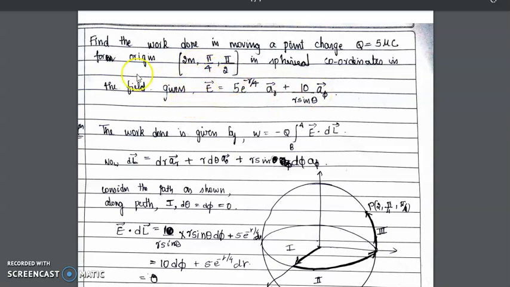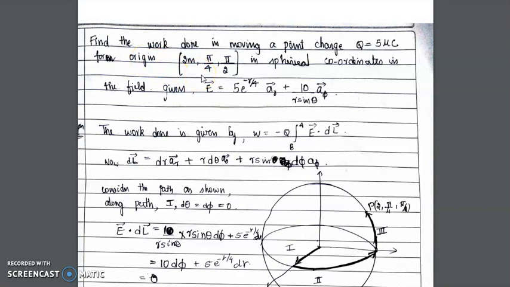Now this is the point. I have to transfer the 5 microcoulomb charge from origin to this point. I will take this as B and this as A. So what are the coordinates of origin? It is 0, 0, 0, and the coordinates of A are 2, pi/4 and pi/2. This is r, theta and phi.